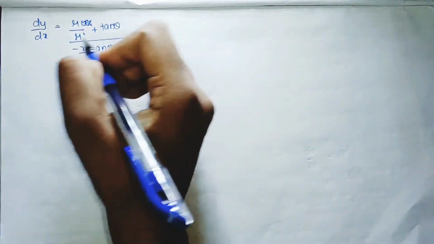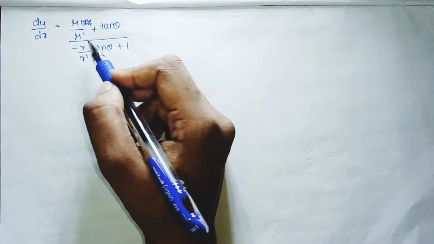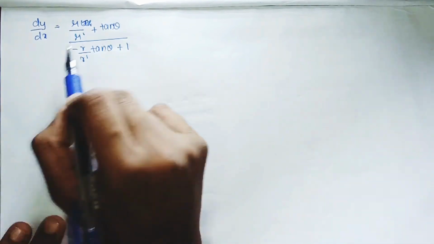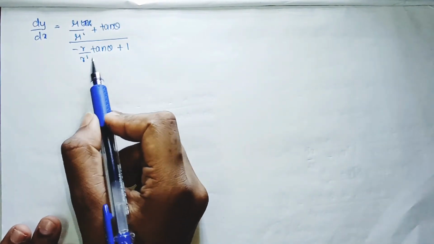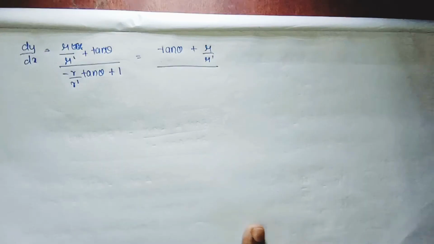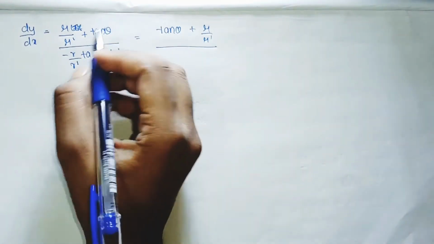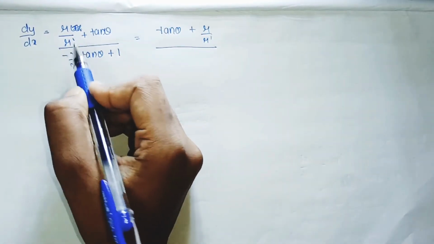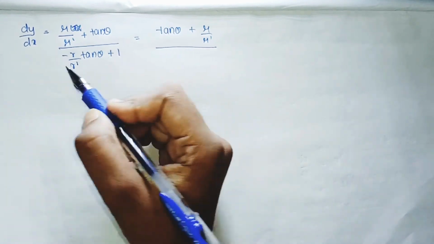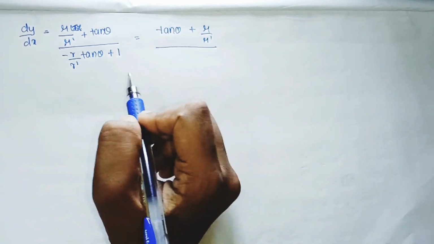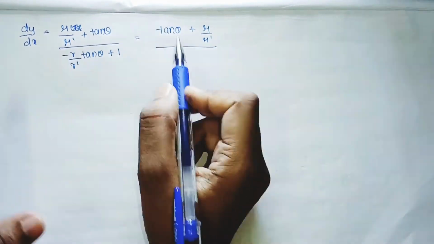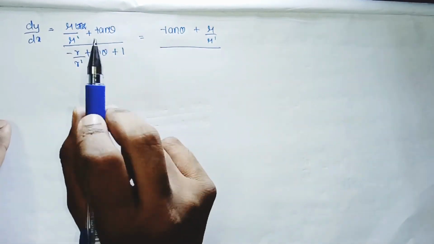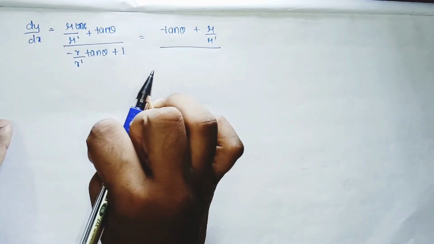this expression: dy by dx is equal to r by r dash plus tan theta divided by minus r by r dash tan theta plus 1. So after differentiating, we get r by r dash plus tan theta divided by minus r by r dash tan theta plus 1. Now we need to manipulate this expression a little bit so that it could relate to our first equation.